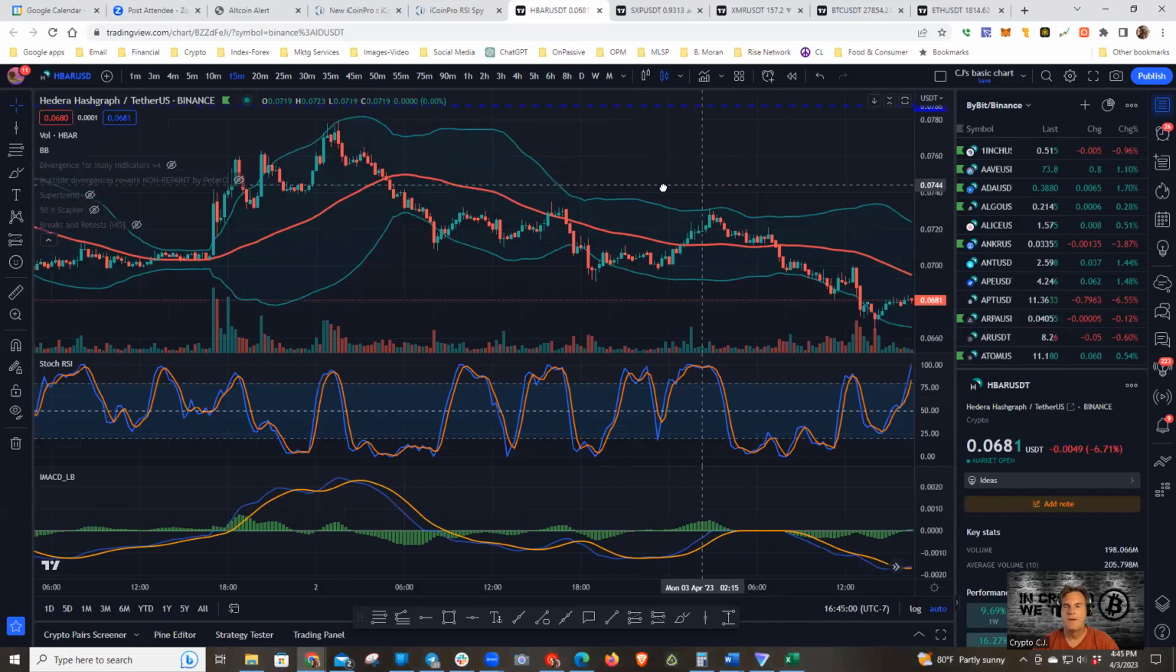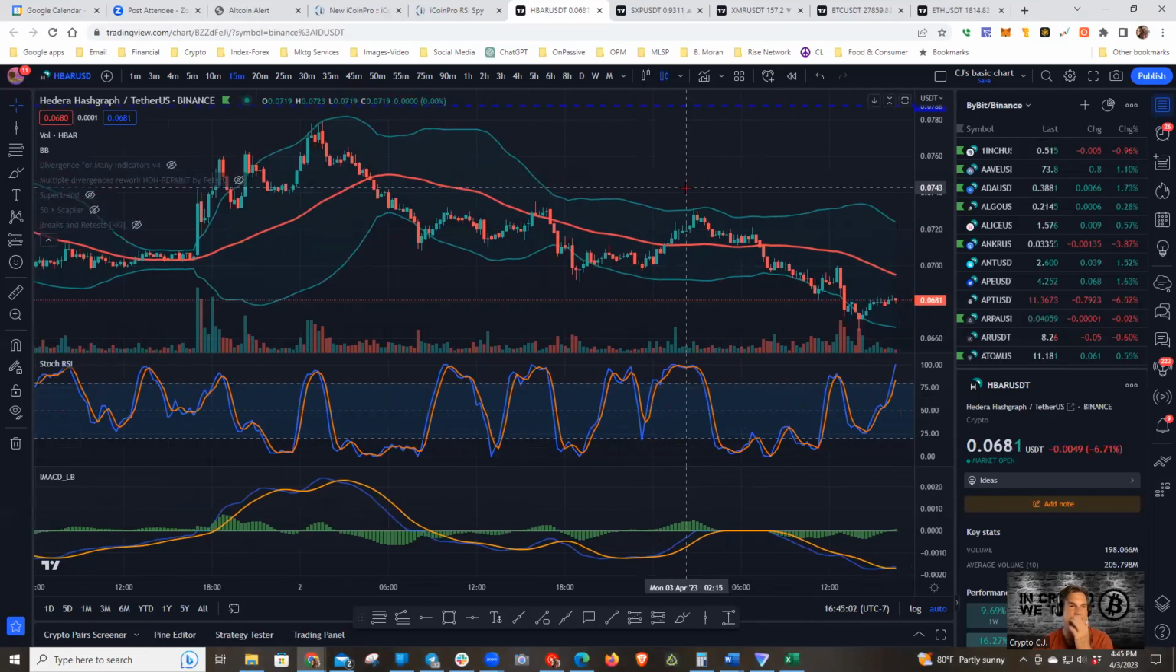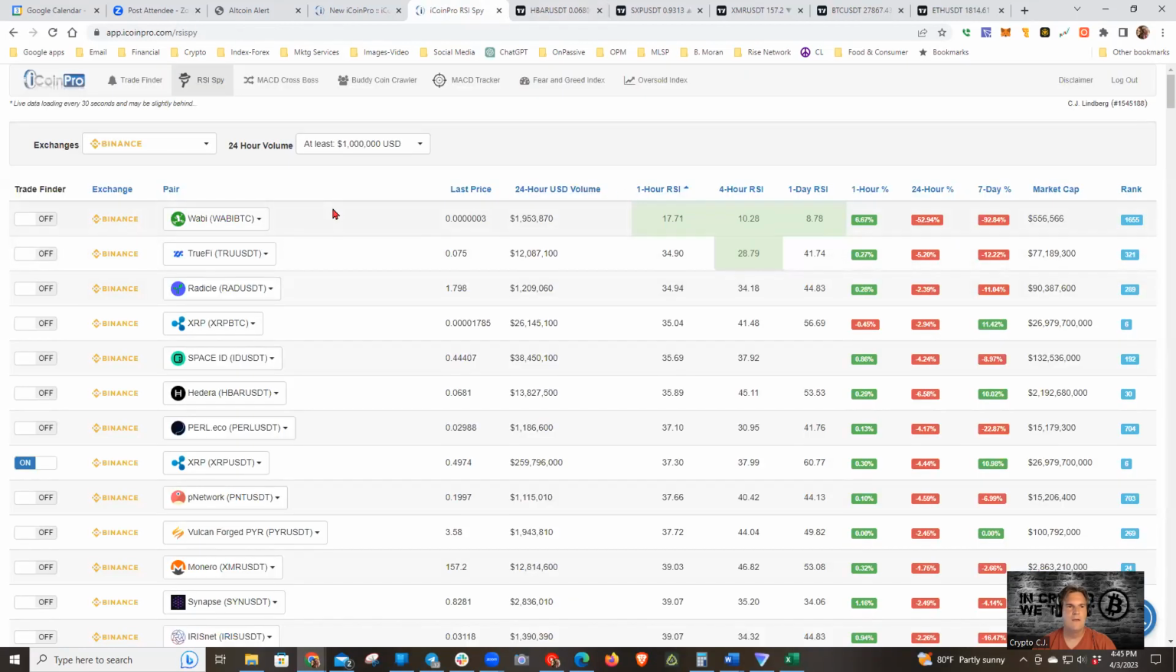Okay, well, what I showed you on that ID chart, I didn't notice it wasn't a hash bar or H bar chart. So that's a little embarrassing, but the analysis still applies. And since we're running a little low on time, I'm not going to go over that one again. So we'll look at one more on iCoinPro before we call it a day.